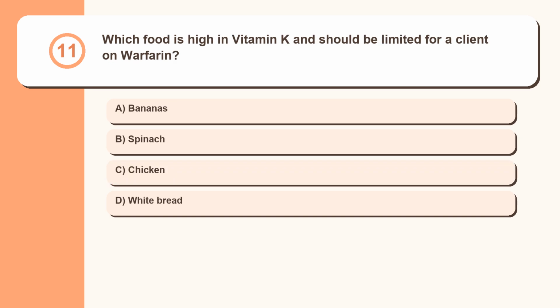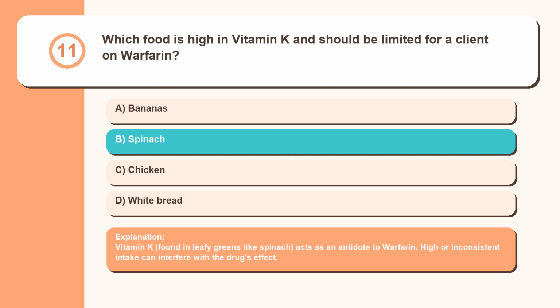Question 11. Which food is high in vitamin K and should be limited for a client on warfarin? Bananas, spinach, chicken, white bread. Vitamin K, found in leafy greens like spinach, acts as an antidote to warfarin. High or inconsistent intake can interfere with the drug's effect.